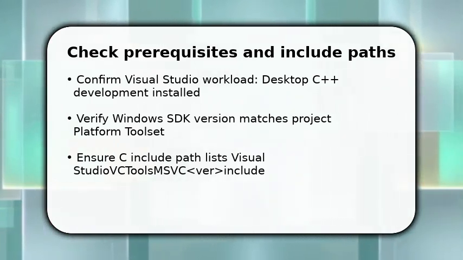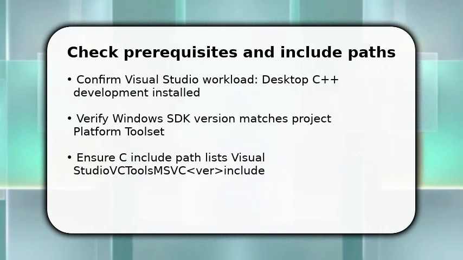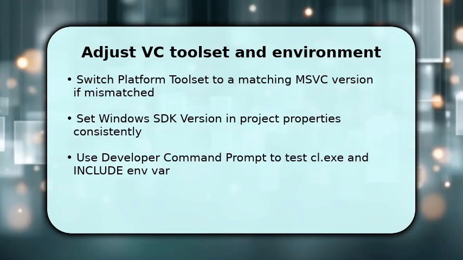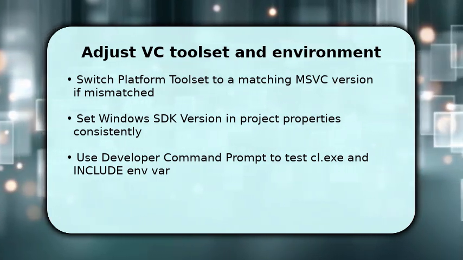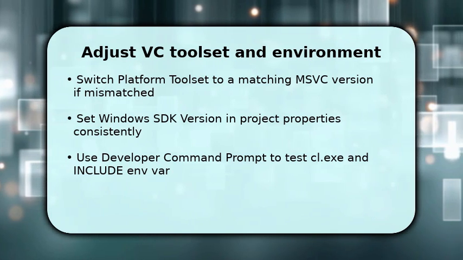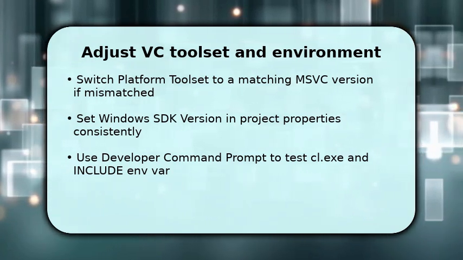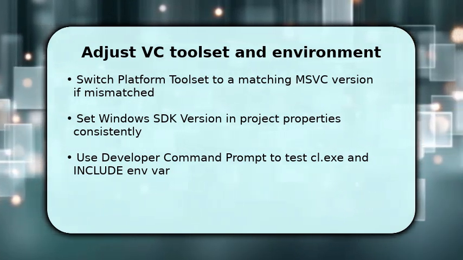Next, adjust the toolset and environment to resolve deeper issues. In Project Properties, change Platform Toolset to the installed MSVC version. Mismatch here often hides Stdio.h. Set the Windows SDK version explicitly so headers resolve predictably.